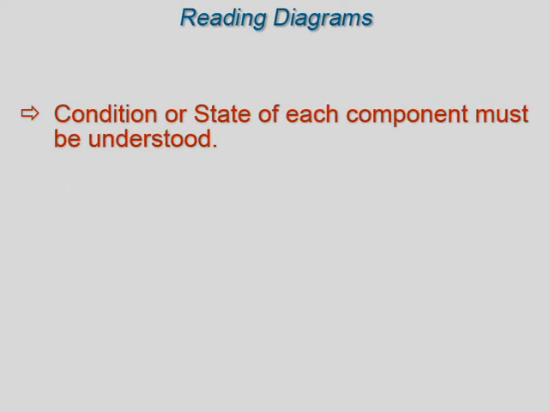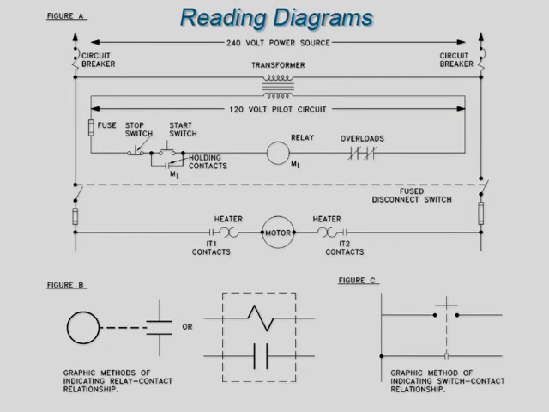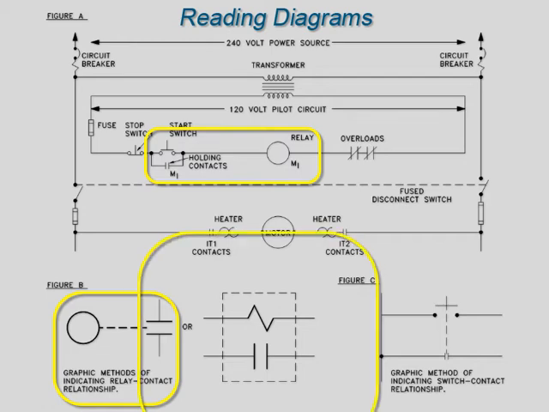To read electrical system diagrams and schematics properly, the condition or state of each component must first be understood. For electrical schematics that detail individual relays and contacts, the components are always shown in the de-energized condition, also called the shelf state. To associate the proper relay with the contact or contacts that it operates, each relay is assigned a specific number and/or letter combination. The number or letter code for each relay is carried by all associated contacts. If space permits, the relationship may be emphasized by drawing a dashed line, symbolizing a mechanical connection, between the relay and its contact, or a dashed box around them.